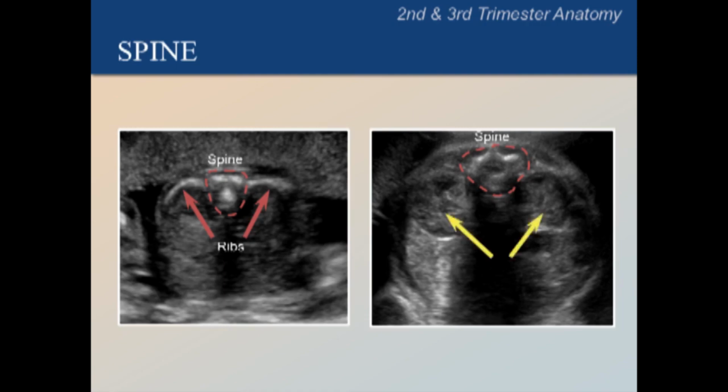What is on either side of the spine in the right image? Please pause the video now to discuss in the group. The answer is that these structures are the kidneys.